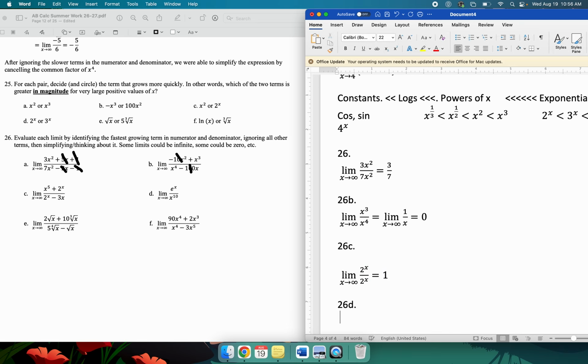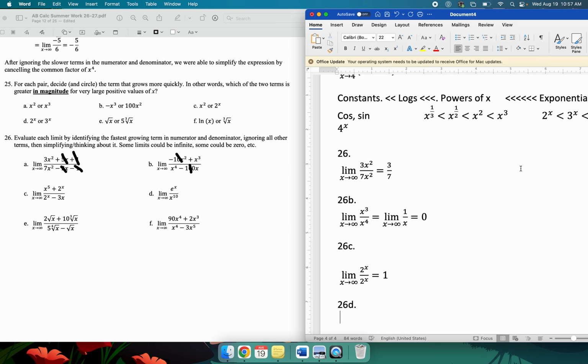26d. Here, there are no terms to eliminate. There's only one term in the top and one term in the bottom, and there's no simplification that you can do. However, notice the numerator is an exponential. E is like 2 point something. And the denominator is a power of x. And like I was saying before, exponentials grow faster than powers of x.